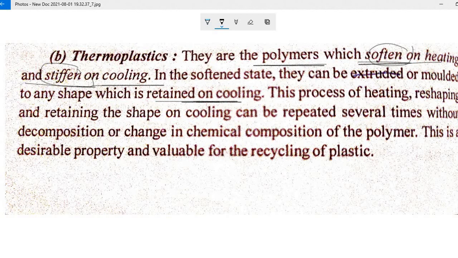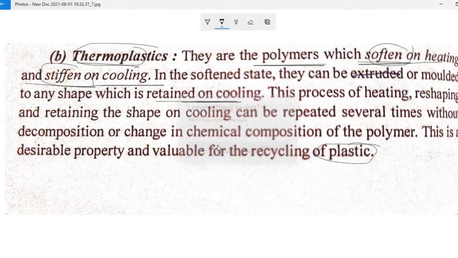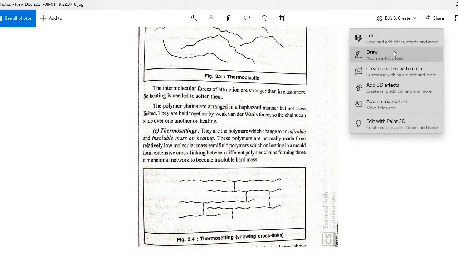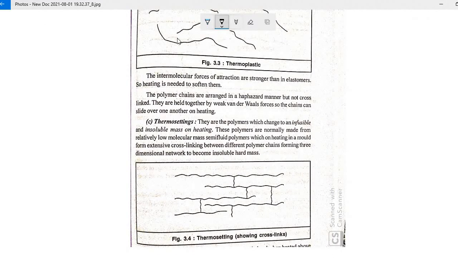ओके, सो दिस इज thermoplastic polymers. म्हणजे काय, the polymers which soften on heating and harden on cooling. Okay, so this is thermoplastics. So the example is plastics. So this is the structure of the thermoplastic polymer. So, we can draw it like this.